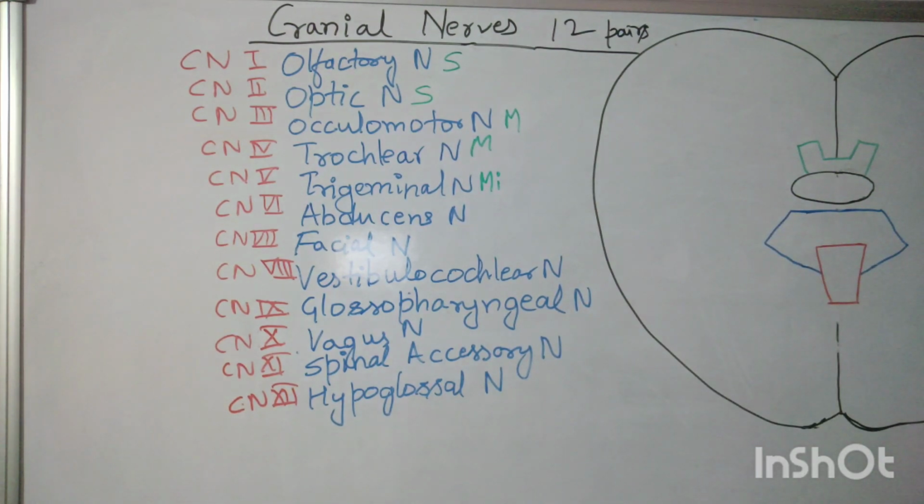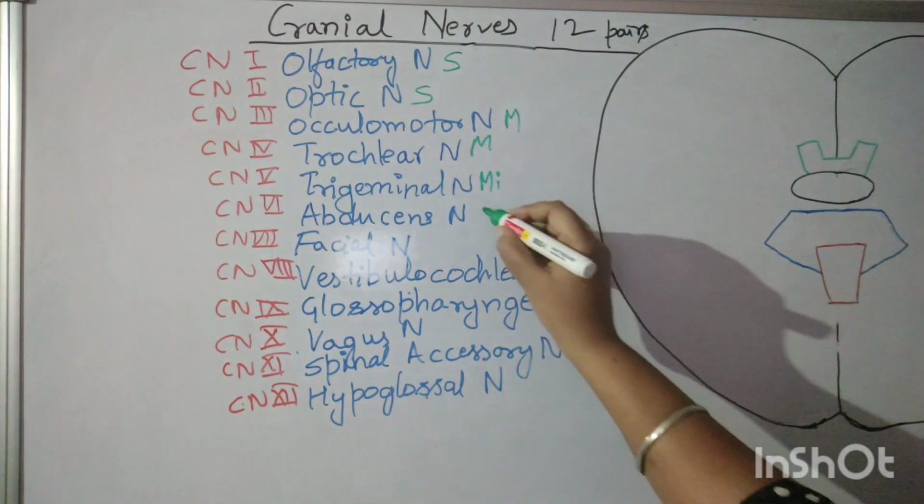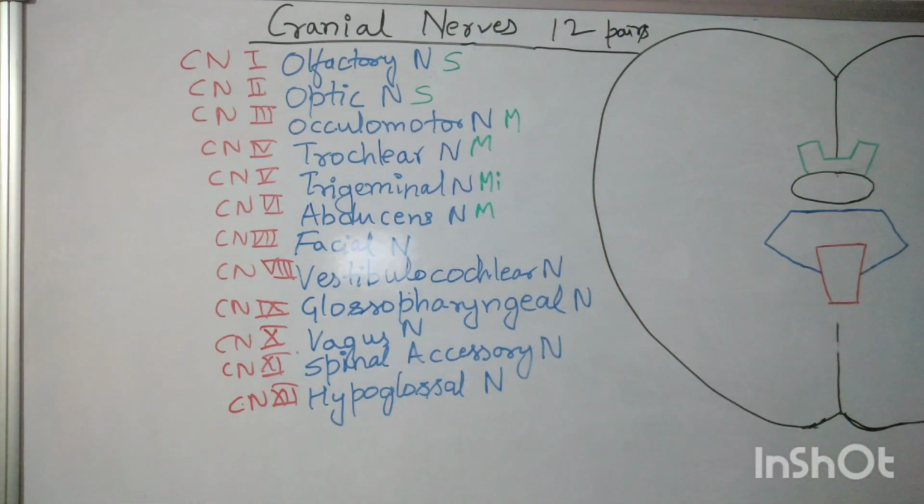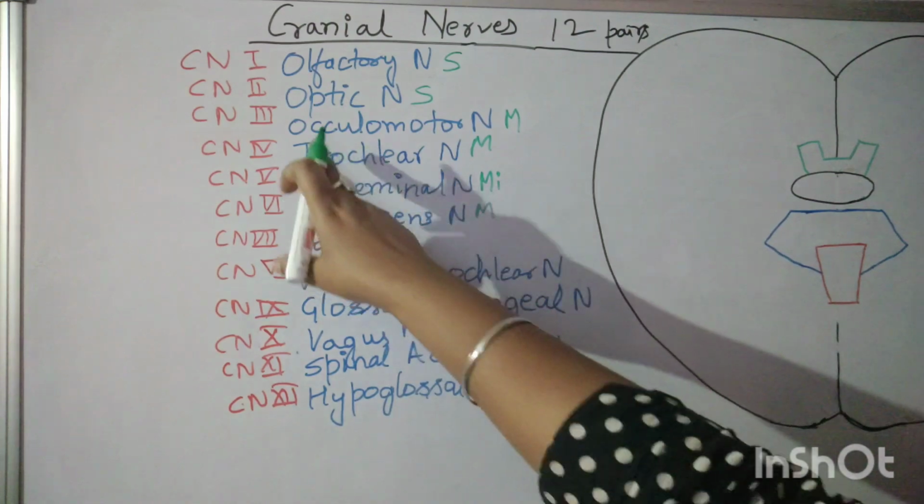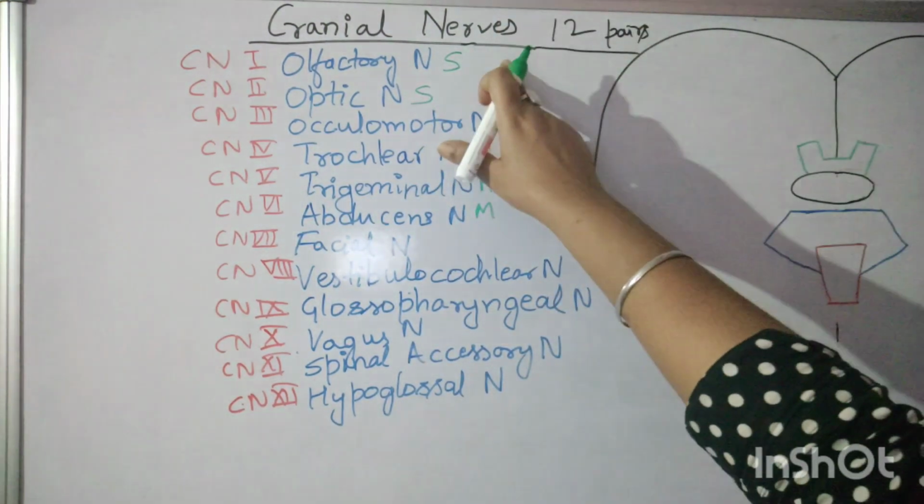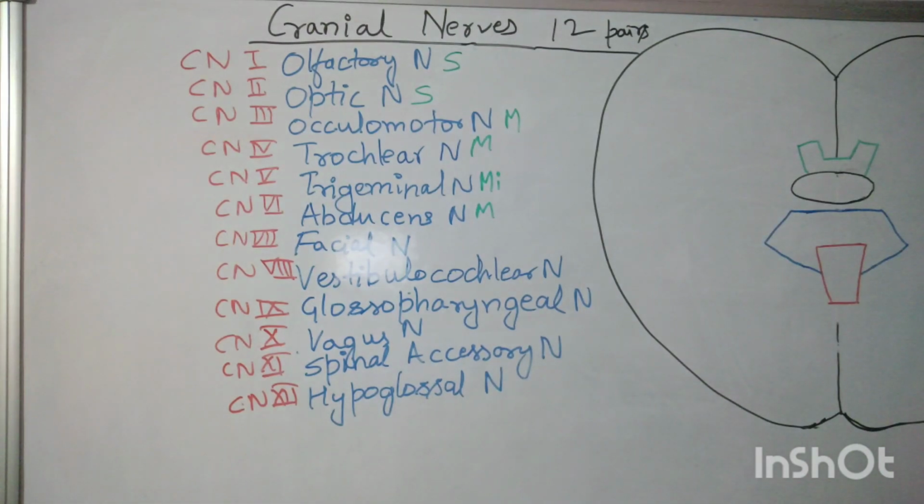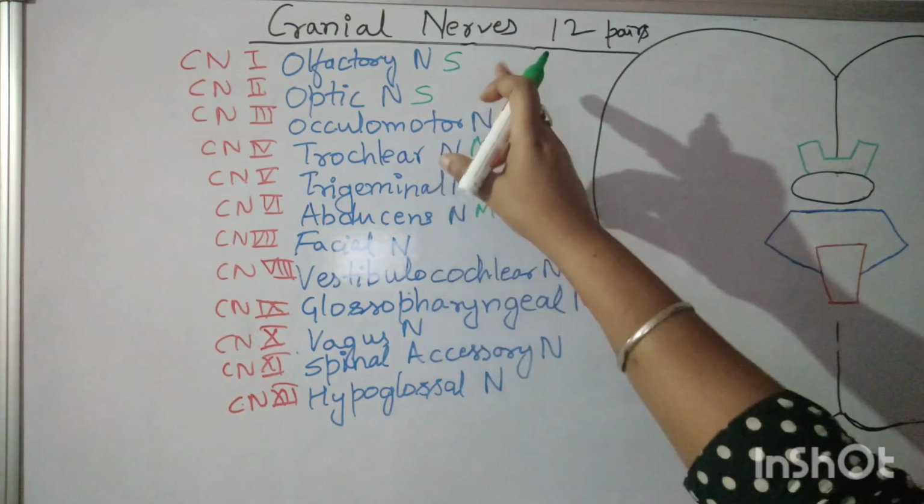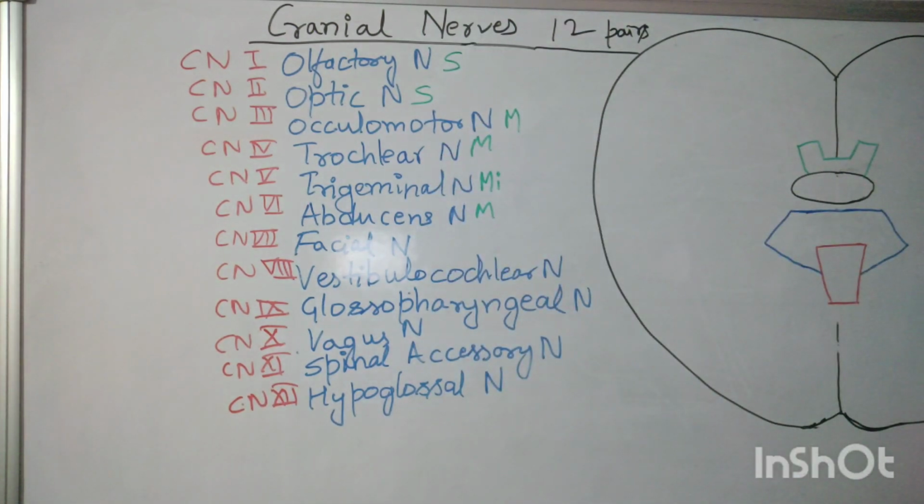Now abducens is also motor. Abducens is for movement of the eyeball. Oculomotor is also for movement of the eyeball. Optic is for vision, olfactory is for smell. So these are all only for sense, so sensory nerves are involved.